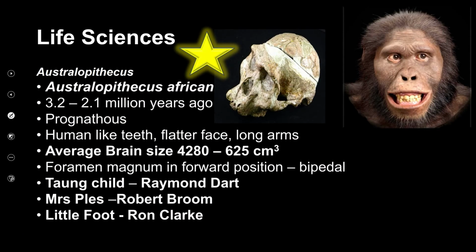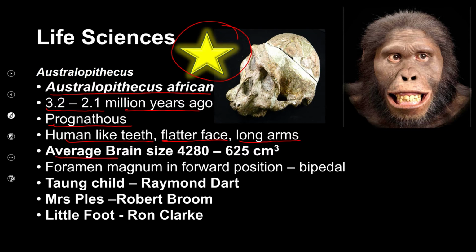All right, then Australopithecus africanus. Okay, and there you can see our star. So this is a very important one. You need to study, you need to know all the features. It was discovered that they lived 3.2 to 2.1 million years ago. The face was prognathous, the jaw was prognathous. They had human-like teeth, so they were more human-like. They had a flatter face, also long arms.